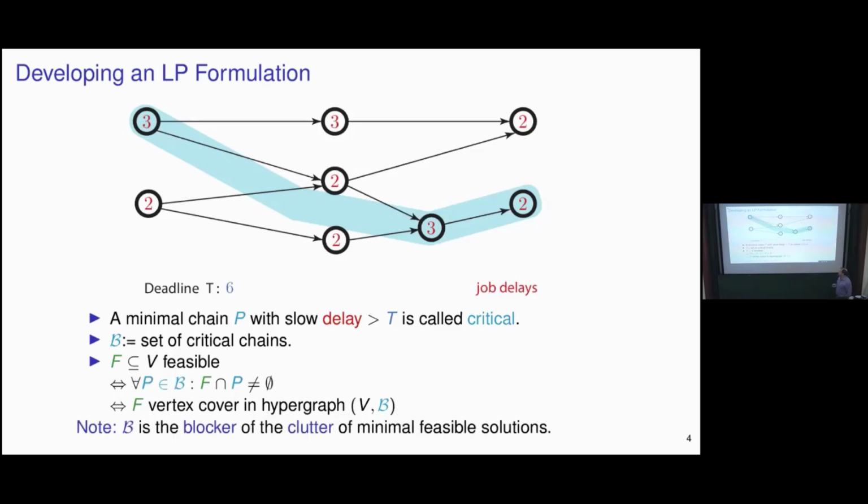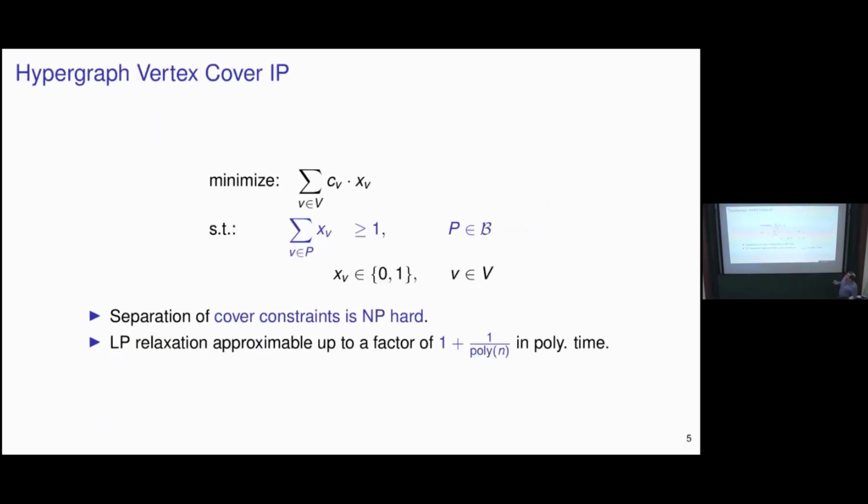Yeah, so we can formulate this integer programming formulation. We want to choose vertices. We pay for each vertex, and then we want to make sure that for every critical chain, at least one element is put into our set.